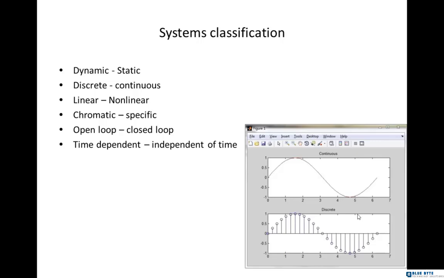And now there are other categories too. We have linear and non-linear, and Simulink can do both linear and non-linear simulations. As you know, non-linear systems are among the more difficult systems to simulate, but with Simulink we can do it easily. Also, we have deterministic and stochastic systems. We have open loop and closed loop, which is common in control engineering. Then finally we have time-dependent and time-independent systems.